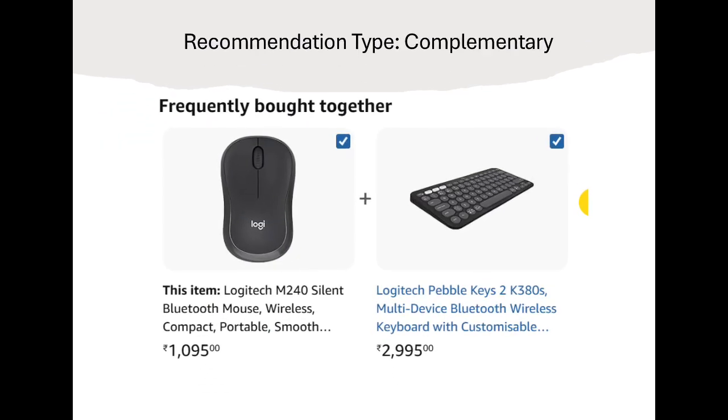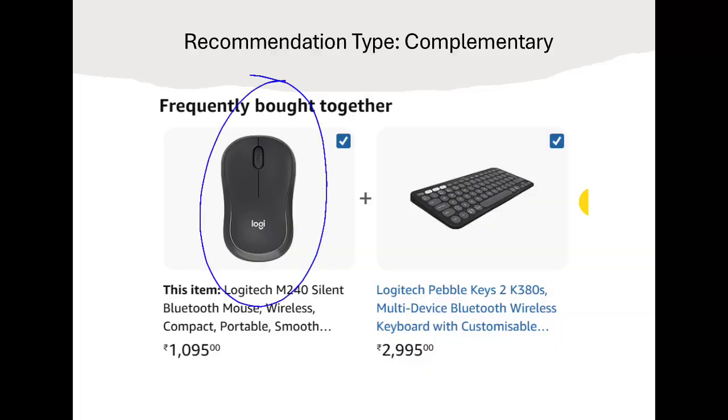The other type is a complementary recommendation. You bought a mouse, you put the mouse in your cart, then it says, oh, by the way, a keyboard is frequently bought together with the mouse, so you can maybe buy the keyboard. You are no longer trying to sell a mouse because you've already put the mouse in the cart. Now you want to sell other products which may be related to that product. So that's a complementary recommendation system.